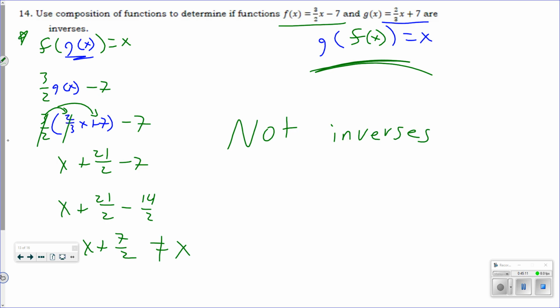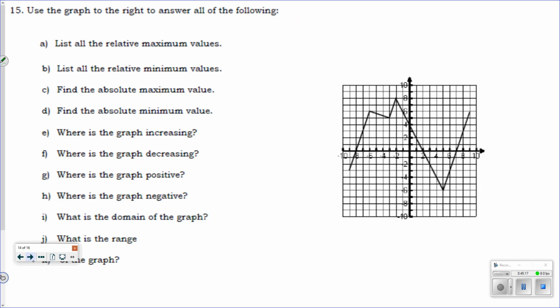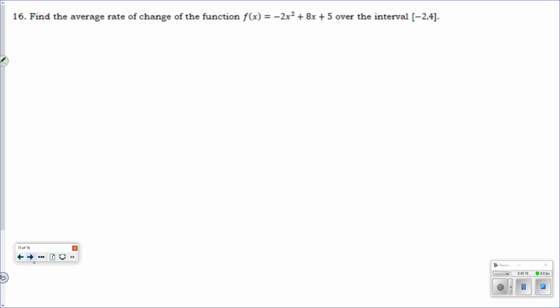All right, so see what I did, look at the notes, look at the video Ms. Springfield put up to know how to plug them into each other. Let's keep going. Here's the last, nope, not the last one.